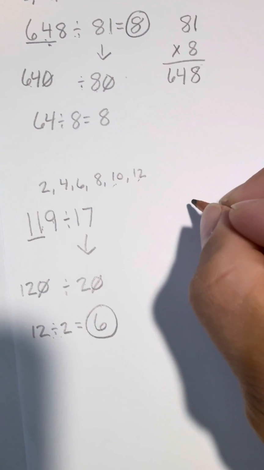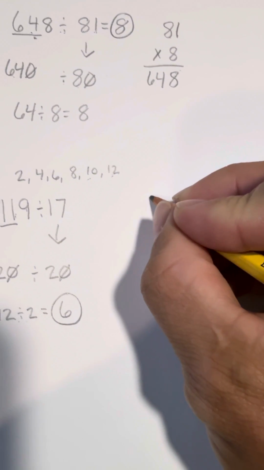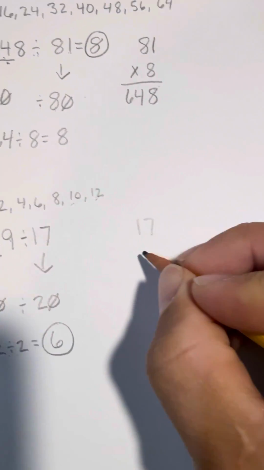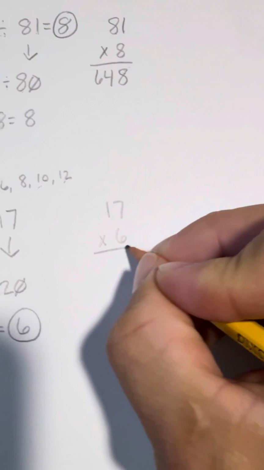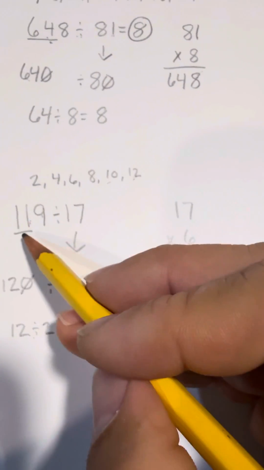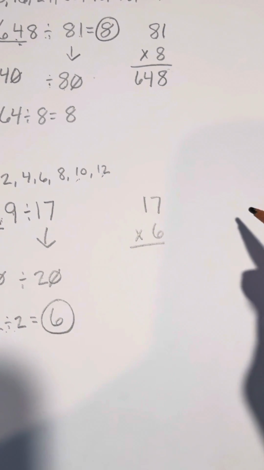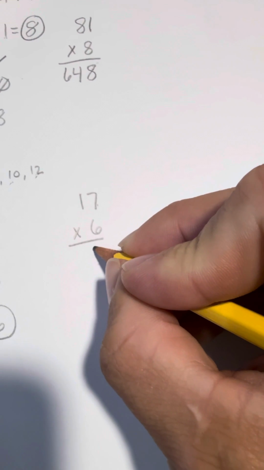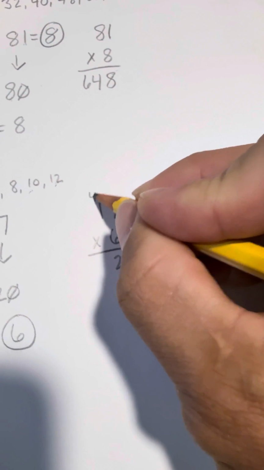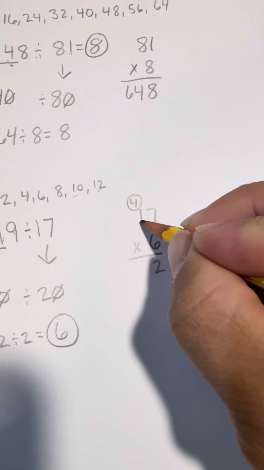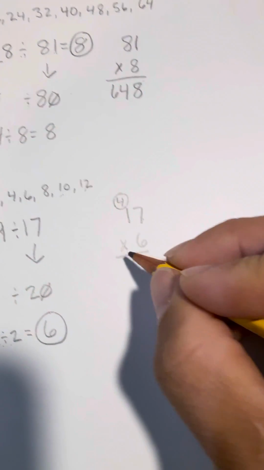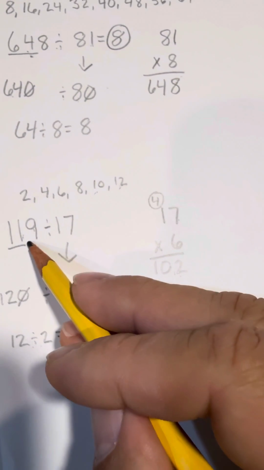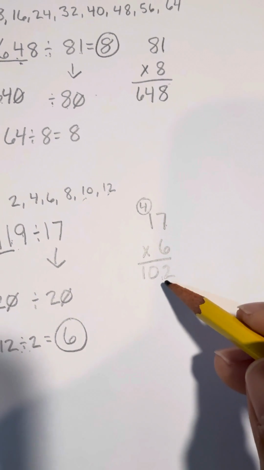So my estimated quotient for this problem is 6. Again, I want to check and adjust if needed. Take my divisor from my original problem, 17. I multiply it by 6, my estimated quotient, and I'm hoping that I land on 119. So let's go ahead and solve. 6 times 7 is 42. I write down the 2, carry the 4. 6 times 1 is 6, plus 4 is 10. And as you can see, I did not land on 119. Therefore, I'm going to make some adjustments.